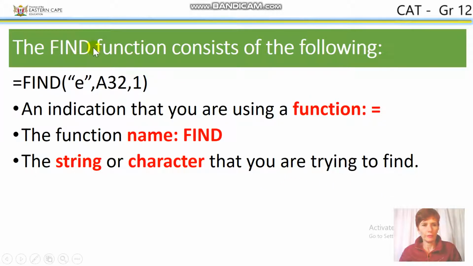Okay, we're now going to look at the find function, the different components of the find function. Firstly, there must be an equal sign, otherwise it's just the word find. This word has now become a function, it's got a specific function. Then we've got the function name, then the digit that we're looking for. In this case we're looking for an E, and then the cell that we're looking in. And then we've got a number indicating starting on the first digit in A32. And we'll look at a practical example, so what does that one represent a little bit later on?